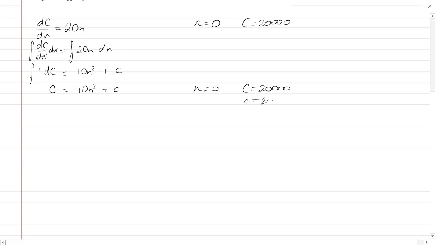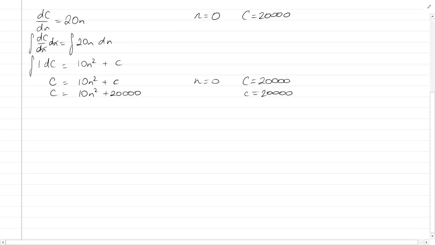Substituting that in gives me little c, the constant, also equal to 20,000. Which means that the cost is equal to 10n squared plus 20,000. That is the cost of making n TVs.